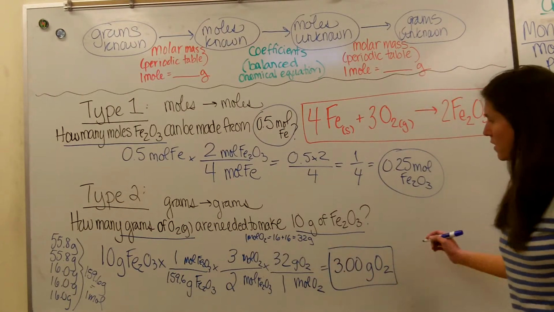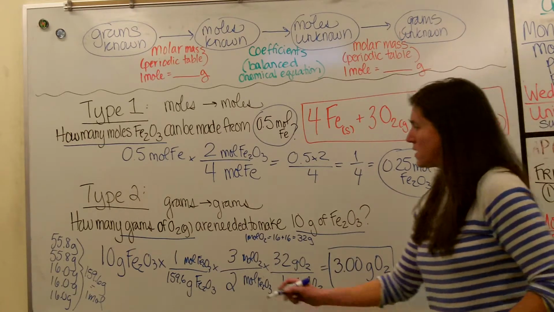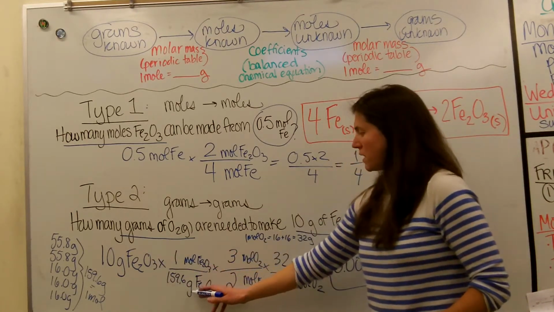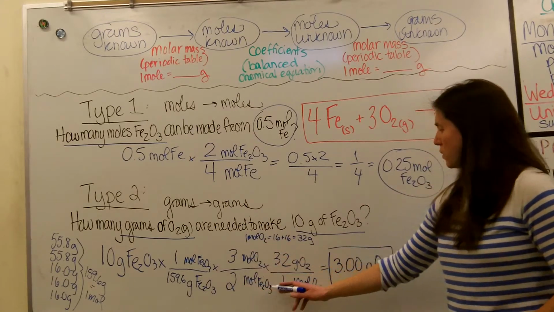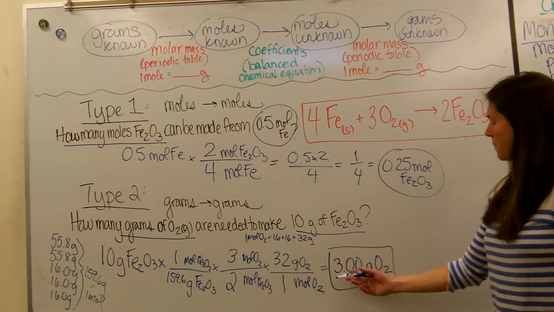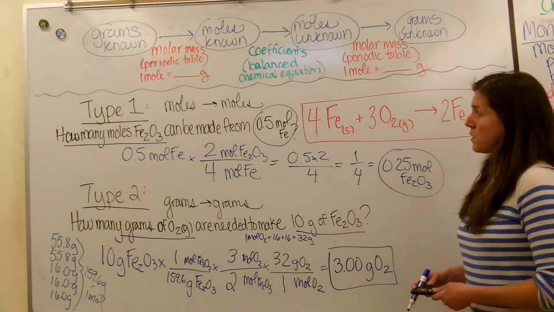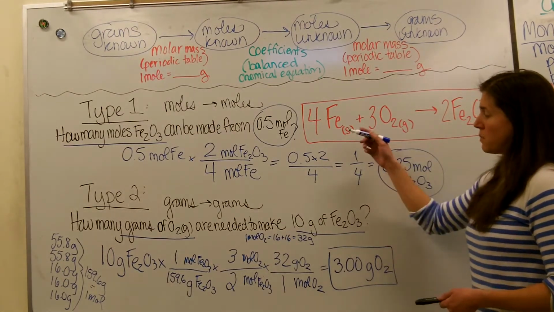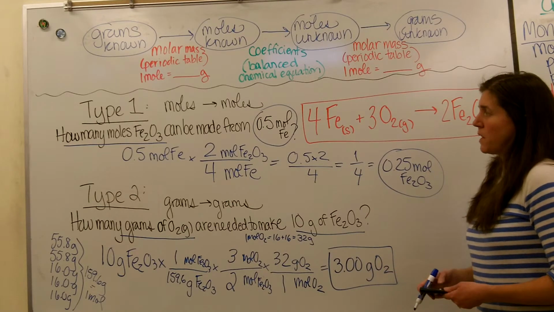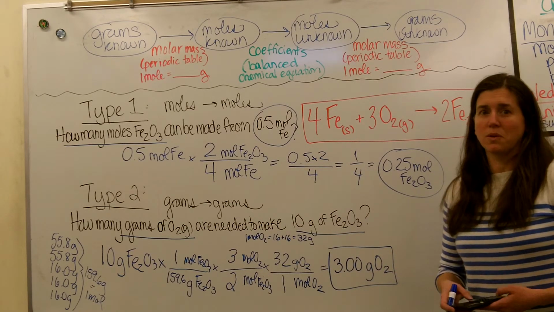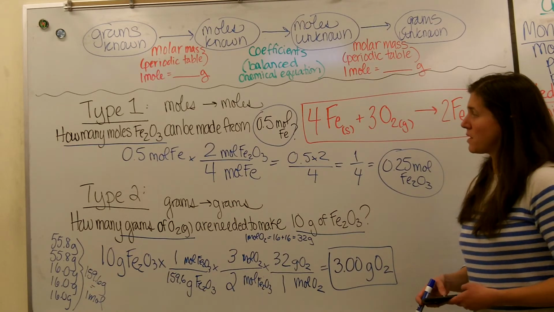So again, what you're doing here is literally doing it the way it's written. So let's say 10 times 1 divided by 159.6 times 3 divided by 2 times 32 divided by 1. If you plug that in your calculator, you should get 3 as your final answer. So these are 2 types of problems, mole to mole and gram to gram, and we'll make another short video doing gram to mole and mole to gram if you'd like some extra examples.